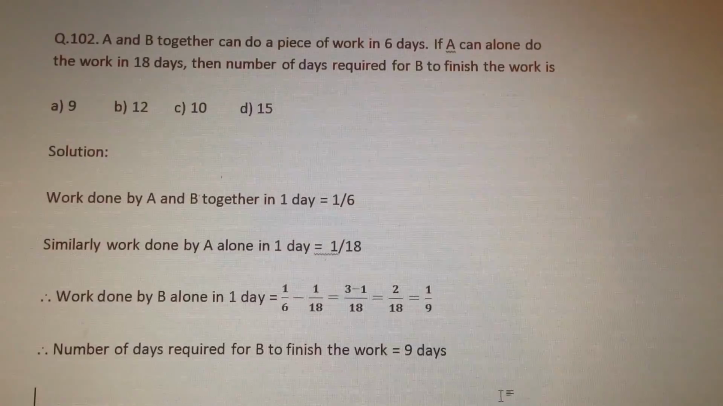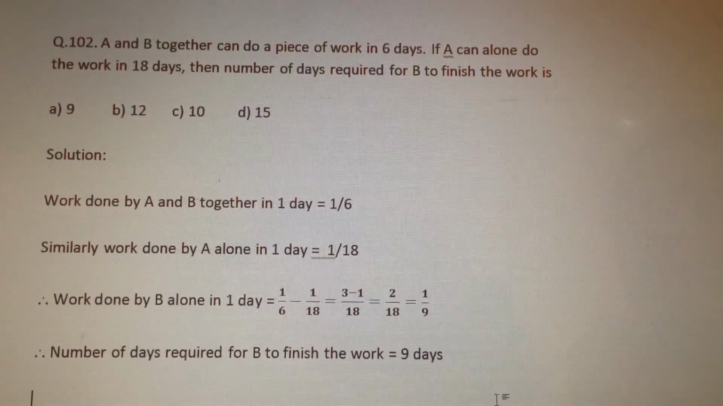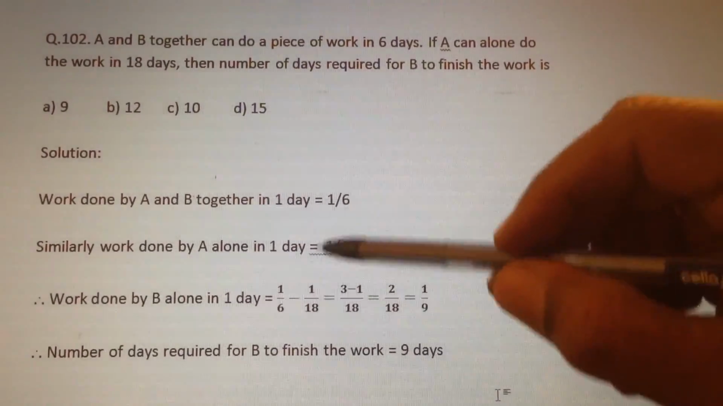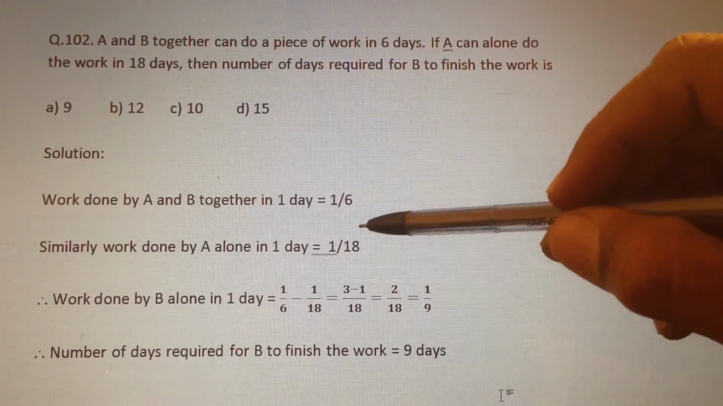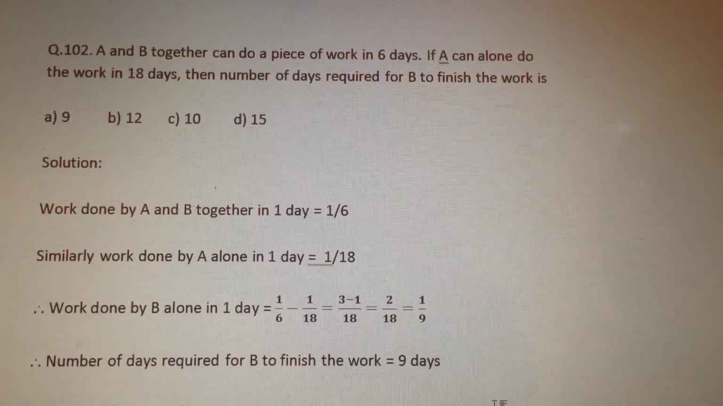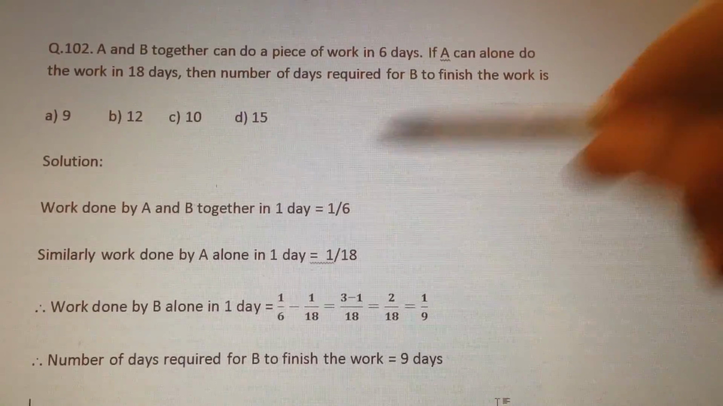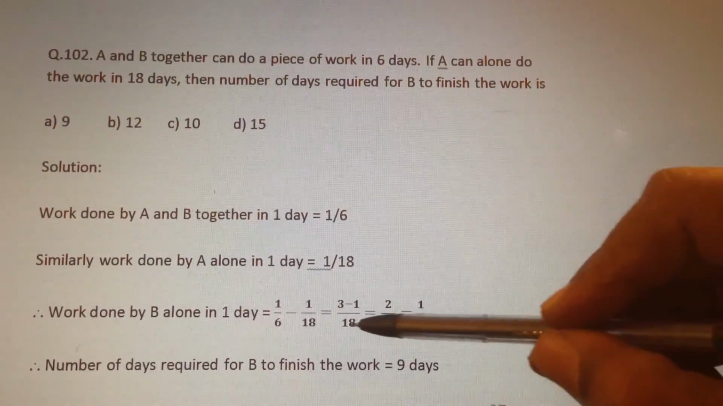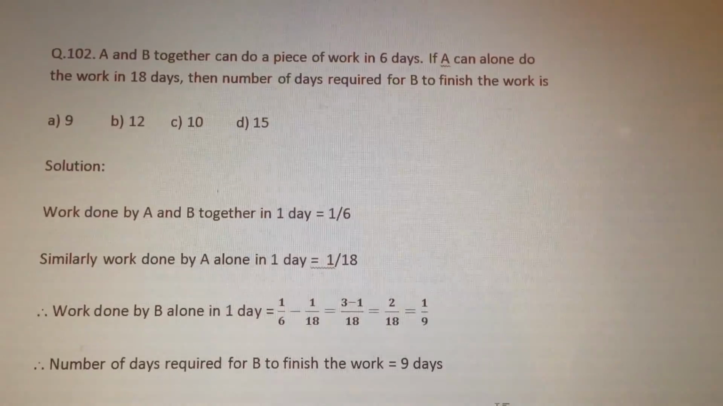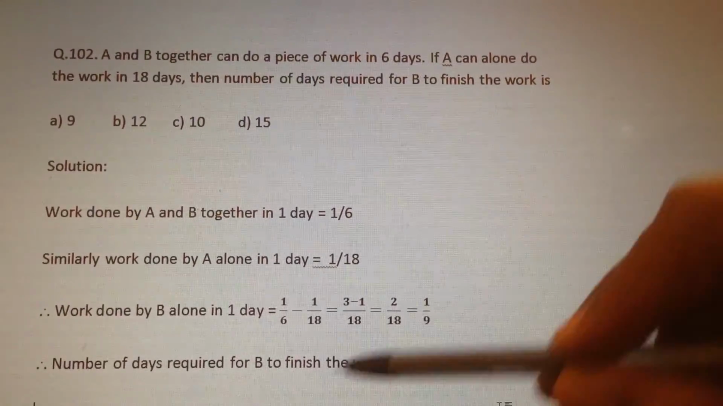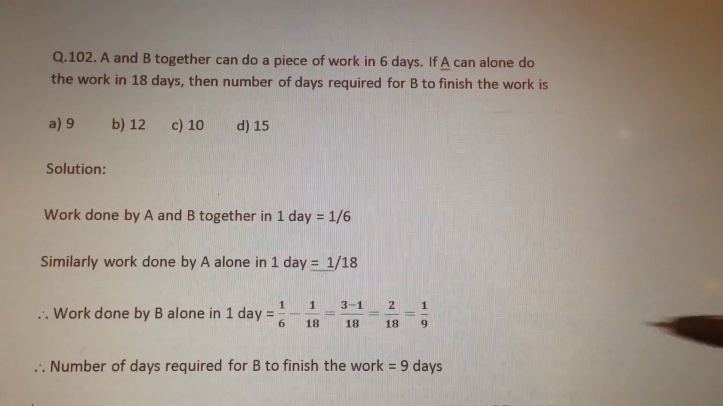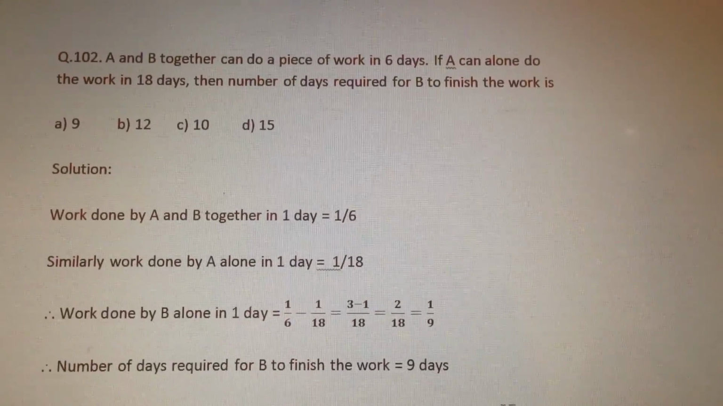Similarly, work done by A alone in 1 day is equal to 1 by 18. Therefore, work done by B alone in 1 day is nothing but 1 by 6 minus 1 by 18, which is equal to 1 by 9. Therefore, number of days required by B to complete the work is 9 days.